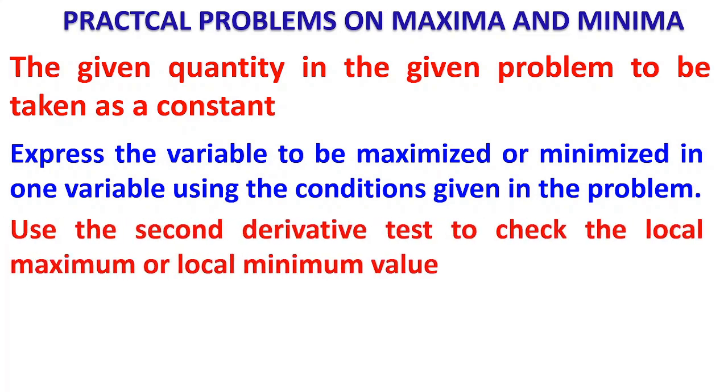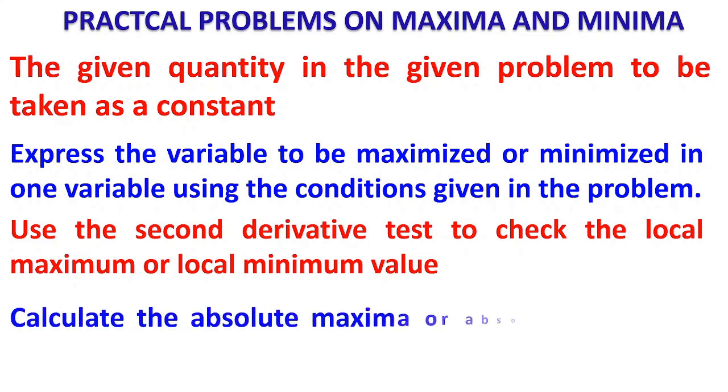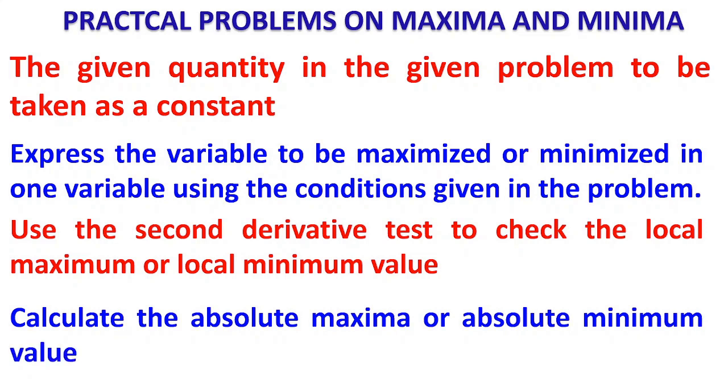You have to select and use the second derivative test to check for local maxima or local minima. Mostly you have to use the second derivative, and all of you know that if the second derivative fails, we will go for the first derivative. Calculate the absolute maximum or absolute minimum value, and we are doing local maxima and minima. As there is only one local maximum or minimum, it will become absolute automatically.